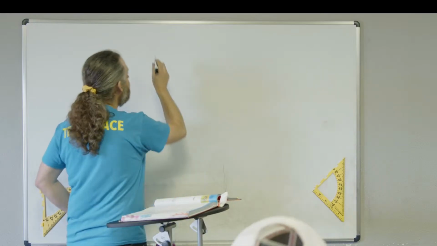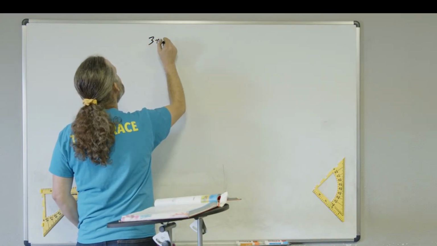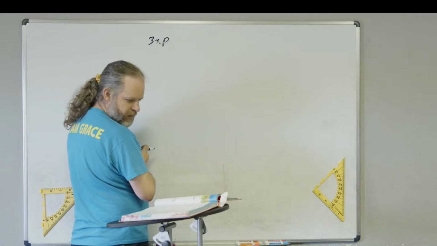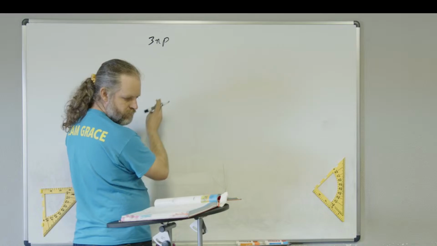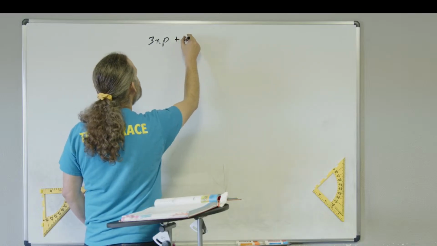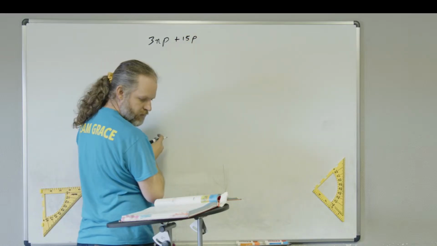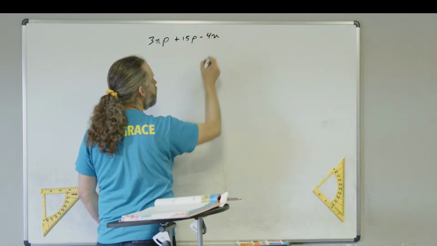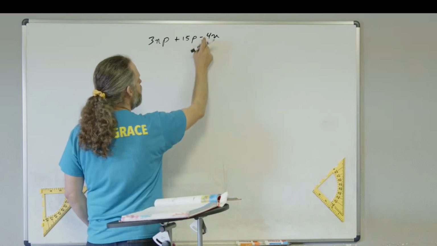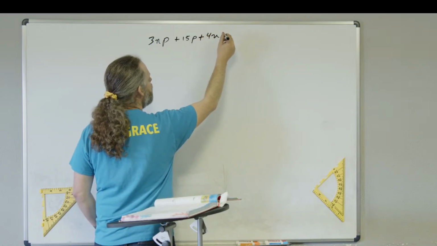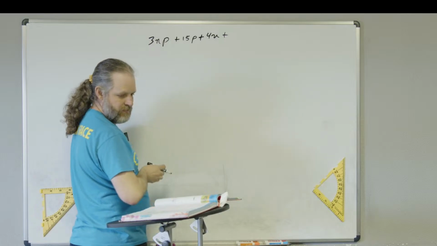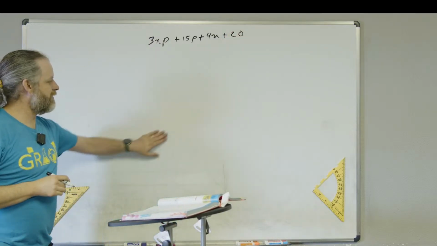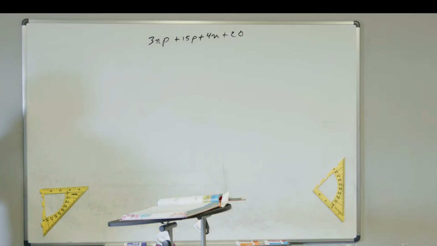3np plus 15p minus 4n. Actually, you know what? I'm going to change this example because they don't really have one that says plus 4n plus 20. That way you have in your notes something that does both.